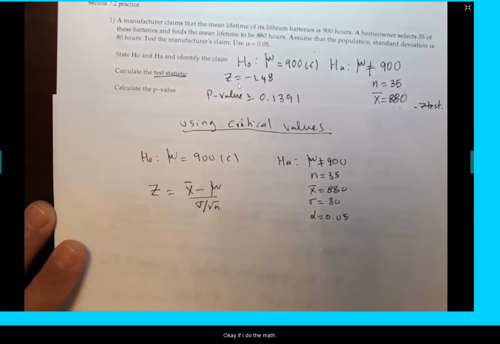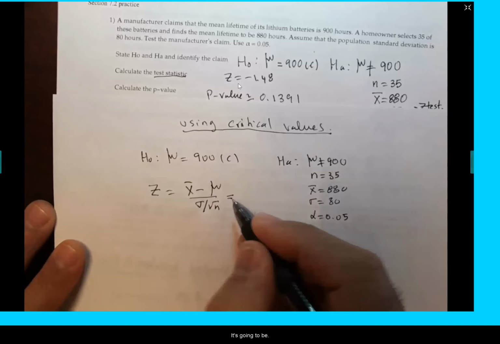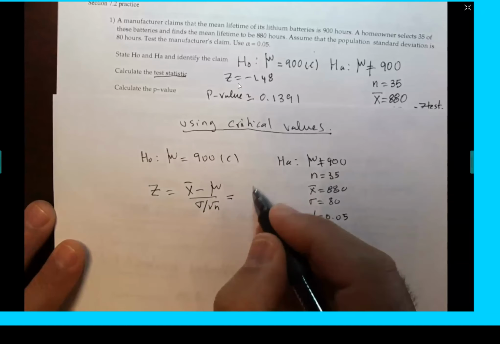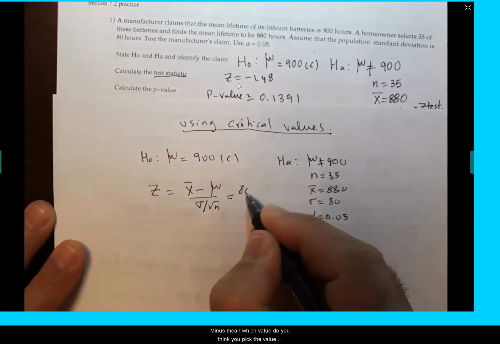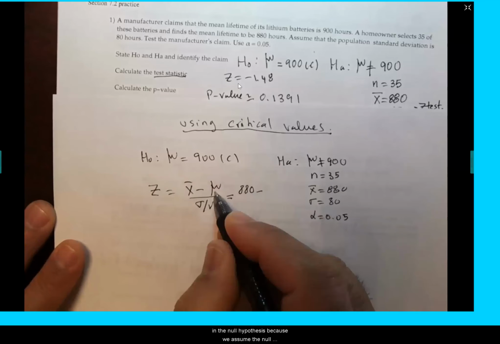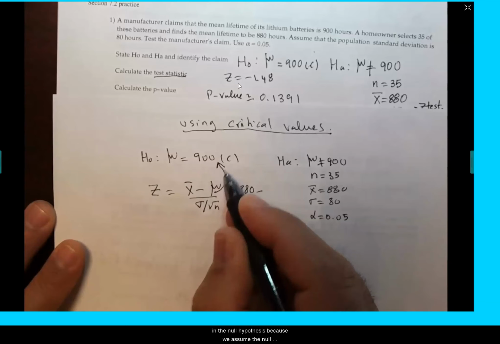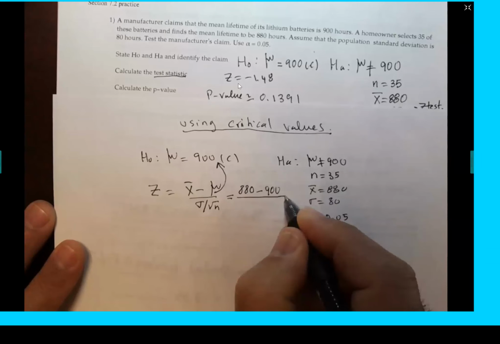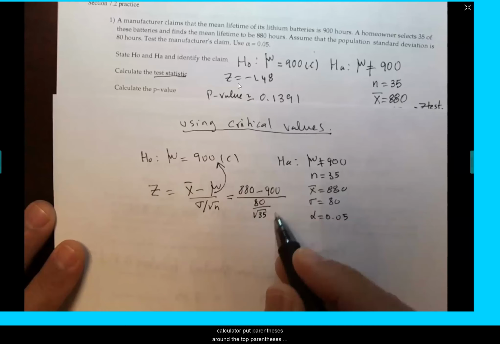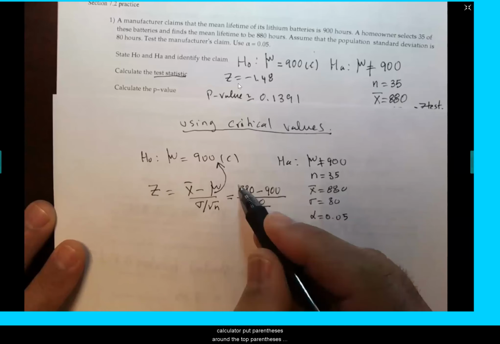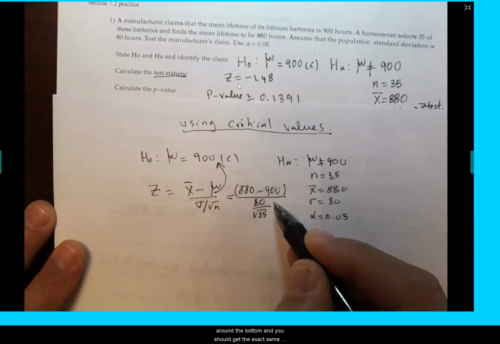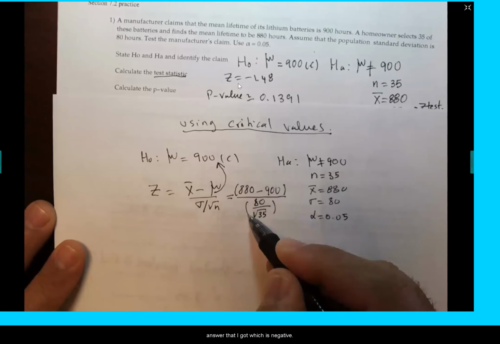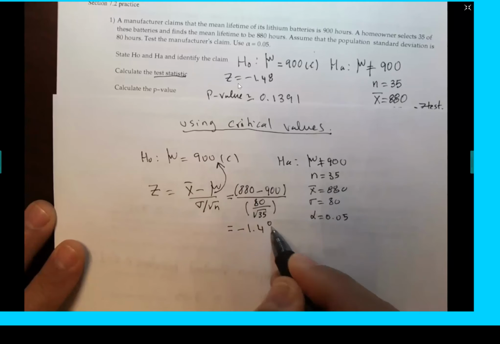Okay, if I do the math, it's going to be 880 minus the mean. Which value do you pick? You pick the value in the null hypothesis, because we assume the null hypothesis is true until proven otherwise. So 900. Sigma is 80 over square root of 35. When you do it on the calculator, put parentheses around the top and parentheses around the bottom, and you should get the exact same answer that I got, which is negative 1.48.